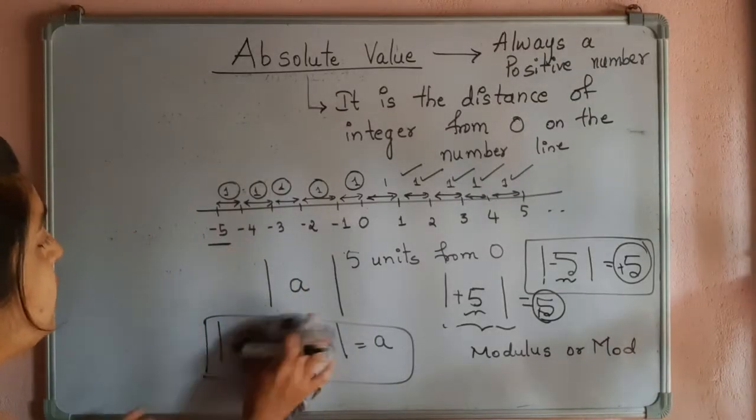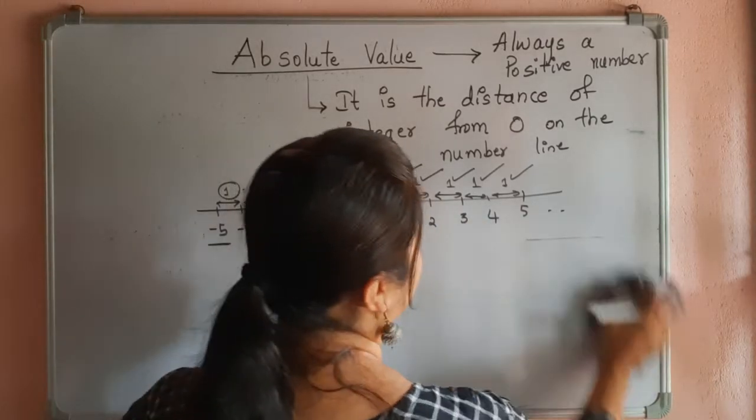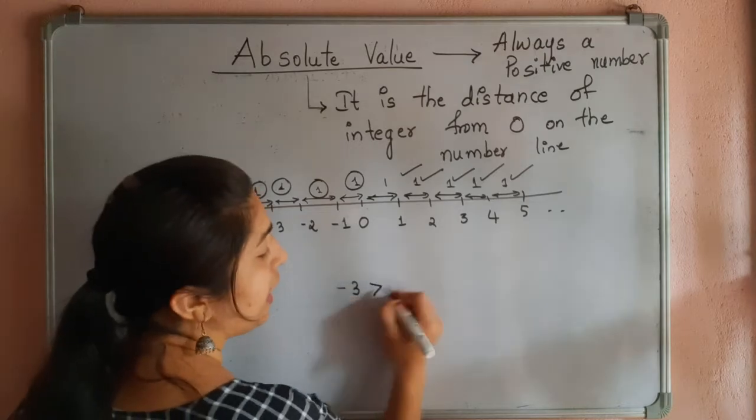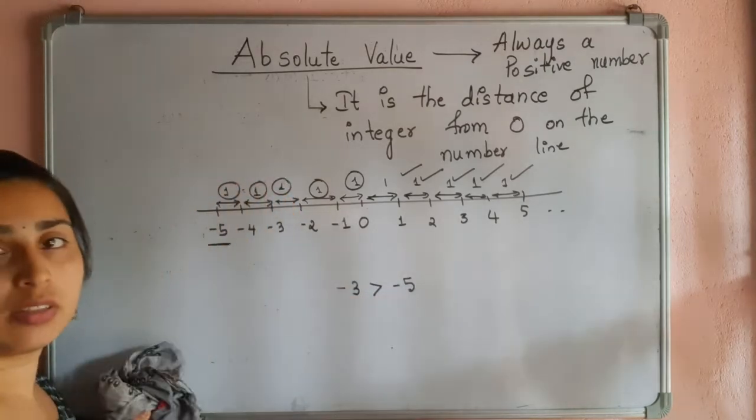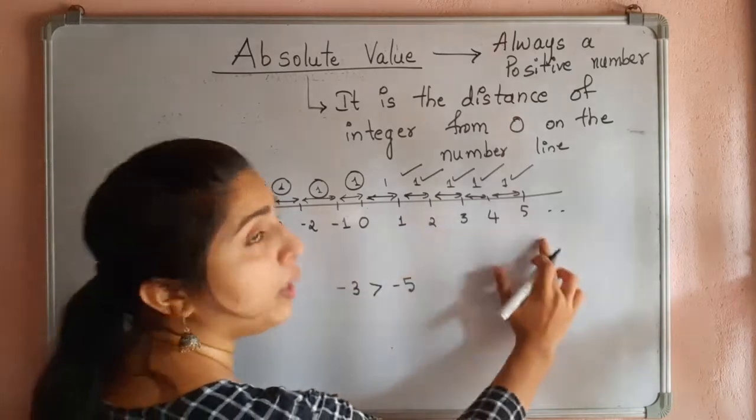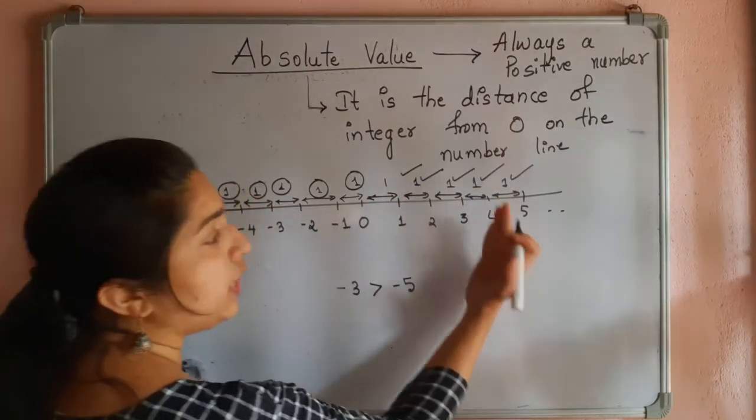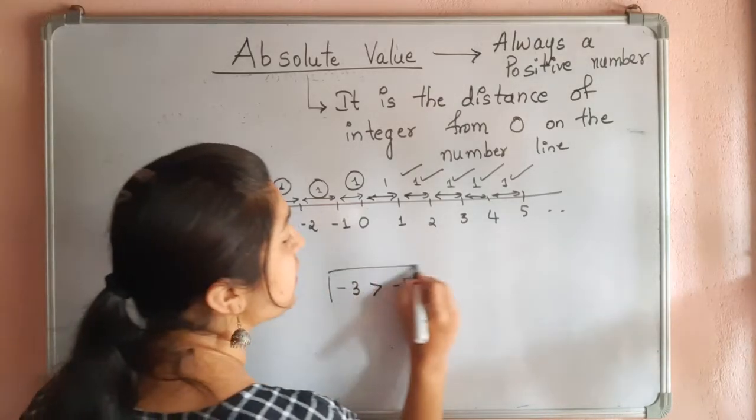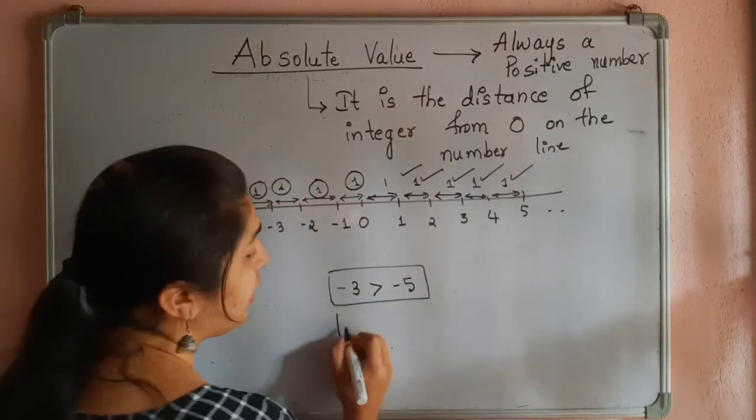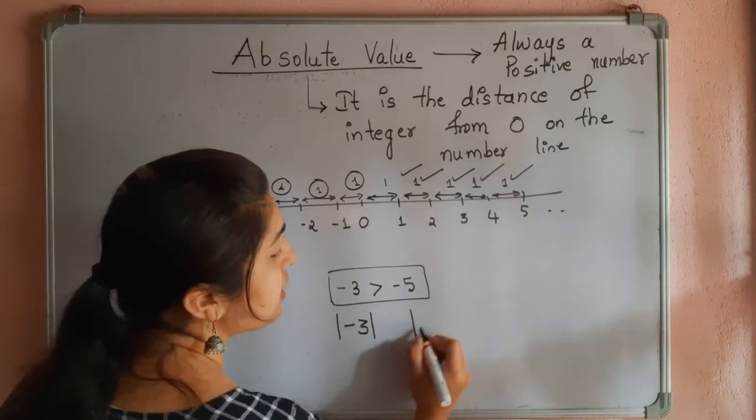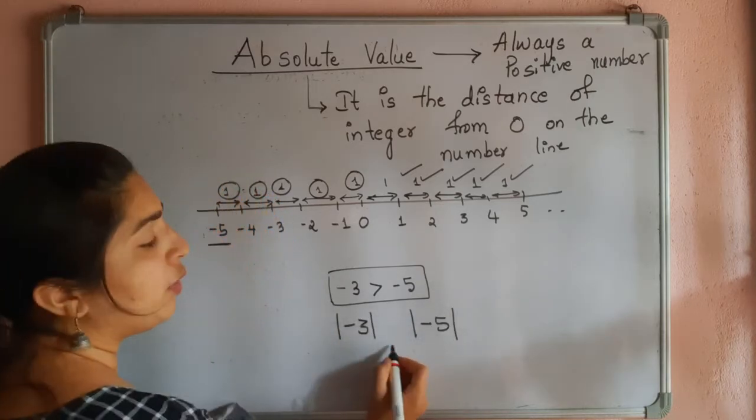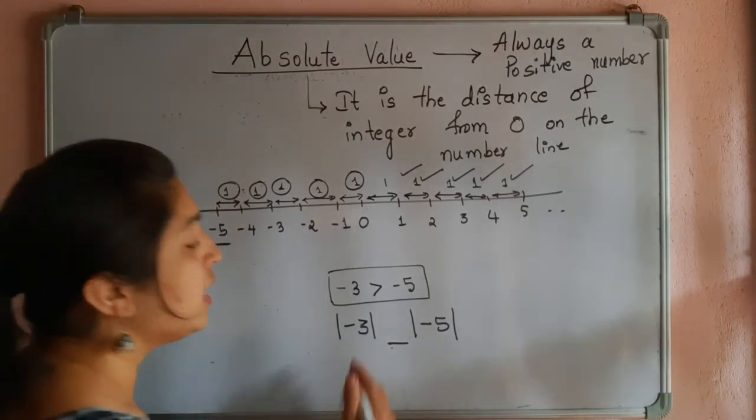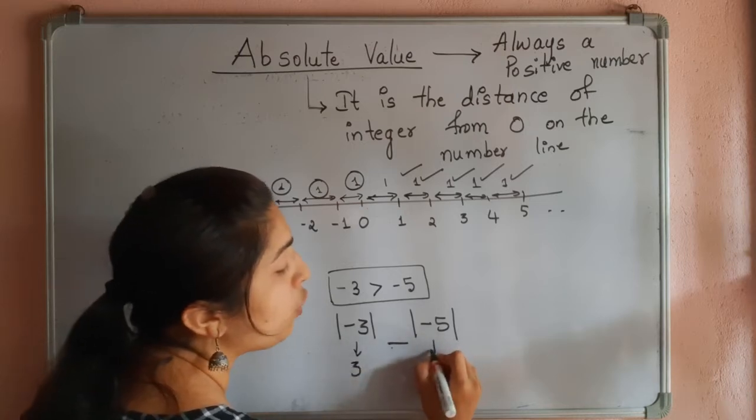So next, you know that minus 3 is greater than minus 5. This is right, because on a number line, a number which is to the right is always greater than the number which is on the left. So minus 3 is greater than minus 5. Now let us take the absolute values of minus 3 and minus 5. What is mod of minus 3? That is 3. What is mod of minus 5?